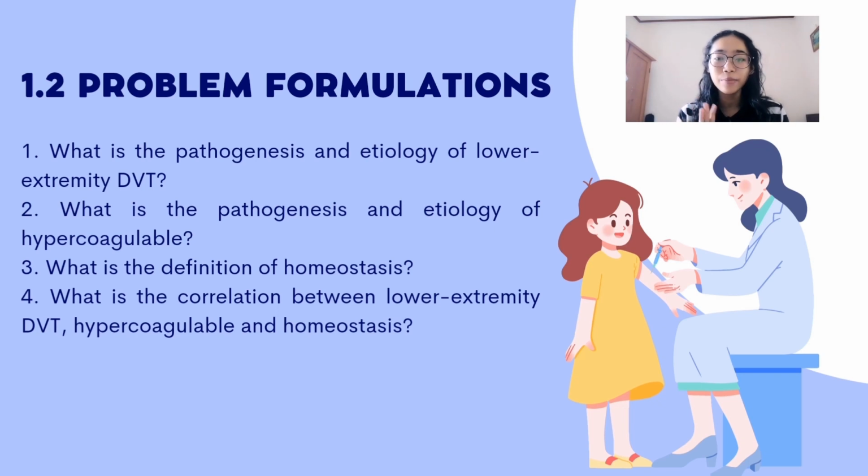Now I will tell you about the problem formulations of our student project. We have 4 problem formulations for this student project. Number 1, what is the pathogenesis and etiology of lower extremity DVT? Number 2, what is the pathogenesis and etiology of hypercoagulable states? Number 3, what is the definition of homeostasis? And the last one, number 4, what is the correlation between lower extremity DVT, hypercoagulable states, and homeostasis?